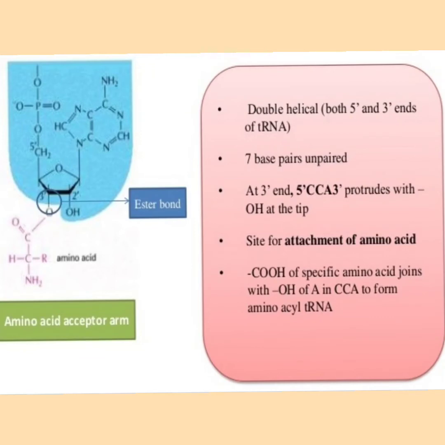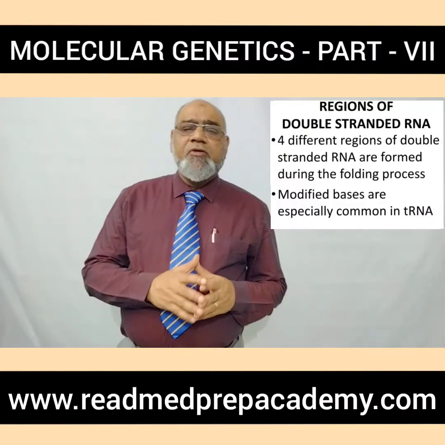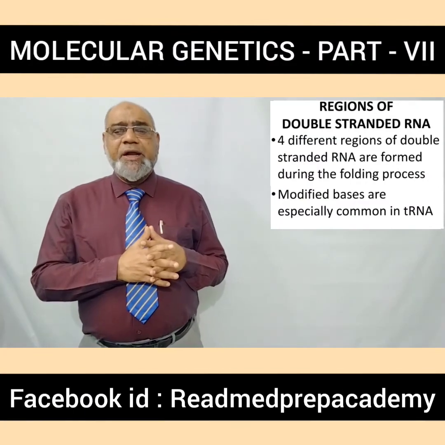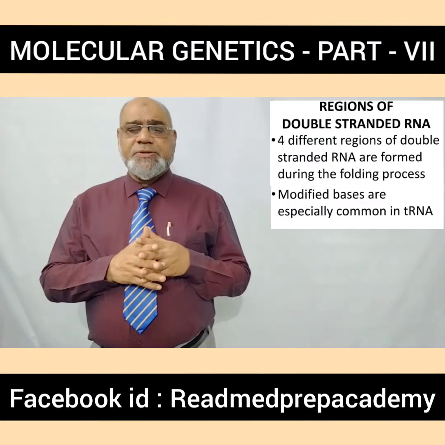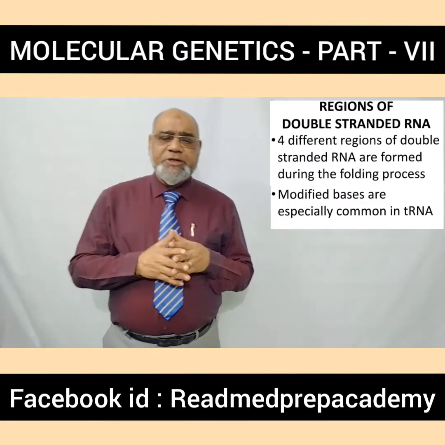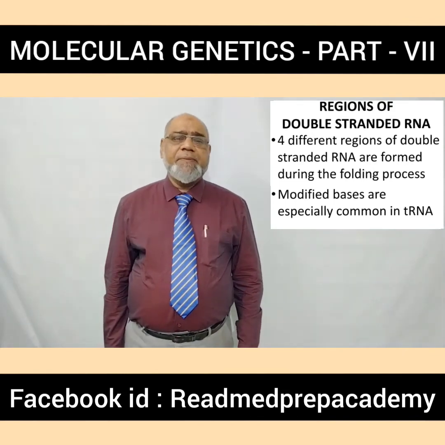At 3' end, 5' CCA 3' protrudes with the hydroxyl at the tip. It is a site for attachment of the amino acid. COOH of the specific amino acid joins with OH of the A in CCA to form amino acid transfer RNA. 4 different regions of the double-stranded RNA are formed during the folding process. Modified bases are especially common in transfer RNA.